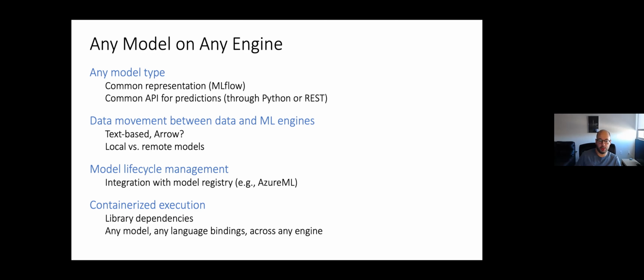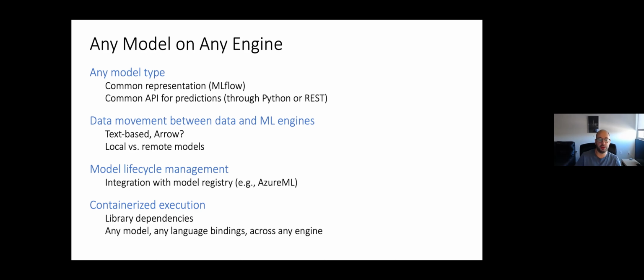Third part is model lifecycle management. So how do we integrate with a model registry such as Azure Machine Learning? Like we saw in the previous talk, you can have multiple different models and so on. How do you publish them? How do you integrate with all this ecosystem, essentially?